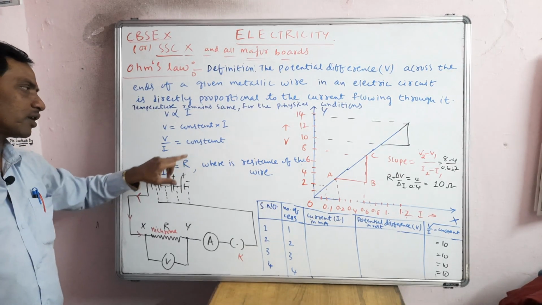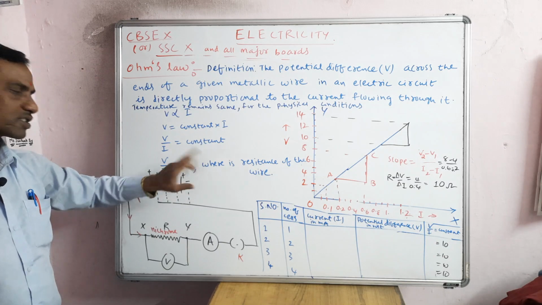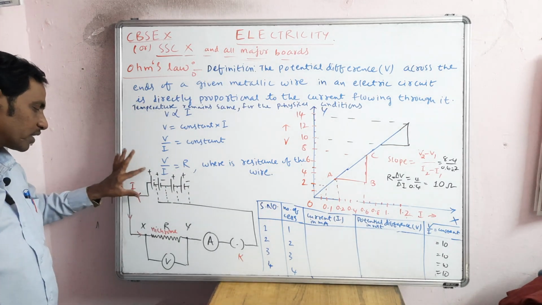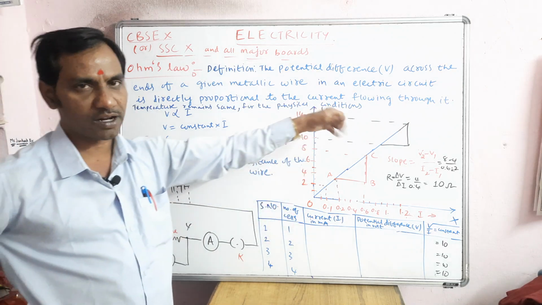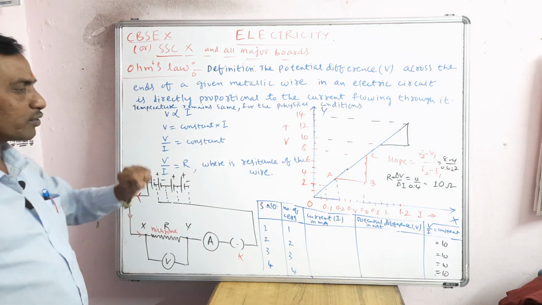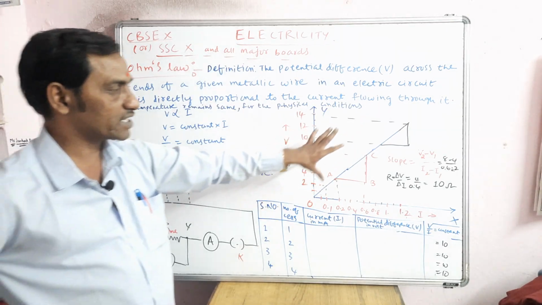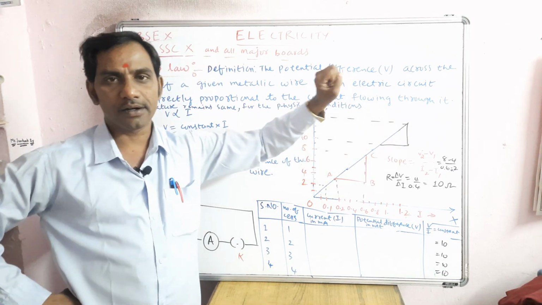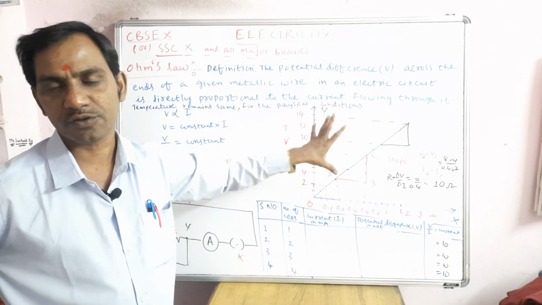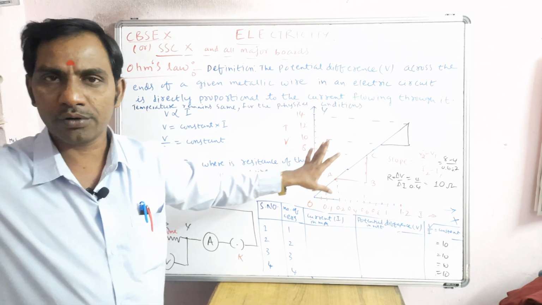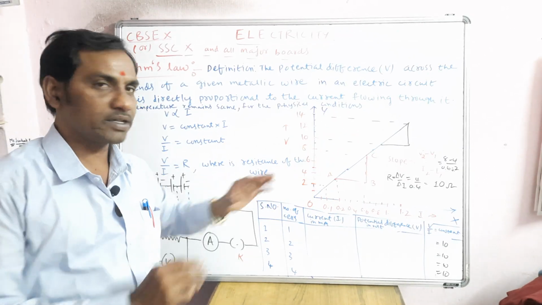V by I is equal to a constant, and in the place of the constant you write R, where R is the resistance of the wire. So now you can connect the circuit like this, enter the values, draw the graph and find the slope. Whenever you draw a graph and get a straight line, it means the conductor is obeying Ohm's law. It means that V and I are increasing proportionally.